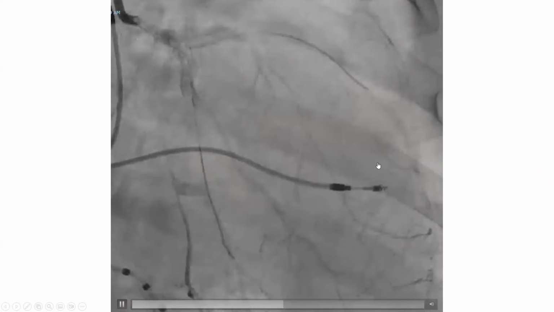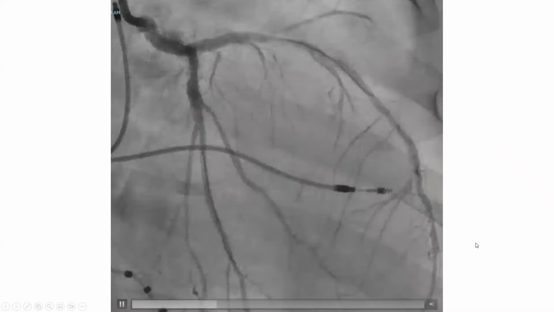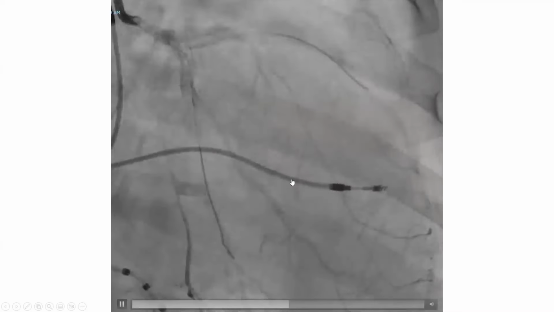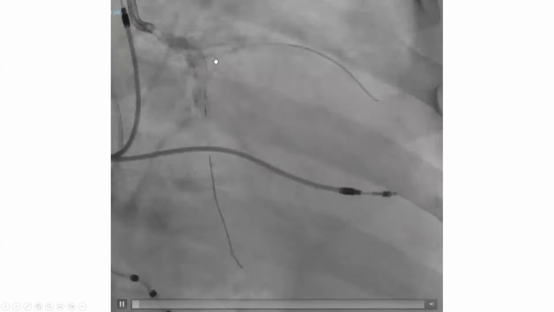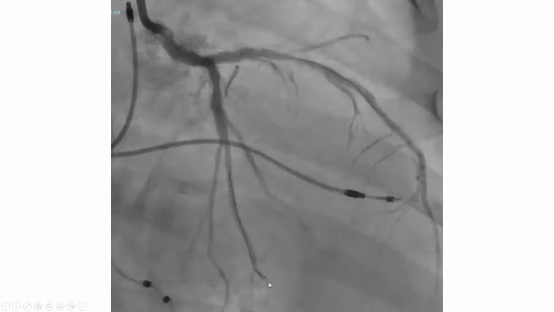And this is the final result. Keep in mind, this patient has a creatinine of 4. So we did the whole case with 7.5 milliliters of contrast, using a lot of IVUS and using the prior stents as roadmap for our wiring and ballooning.